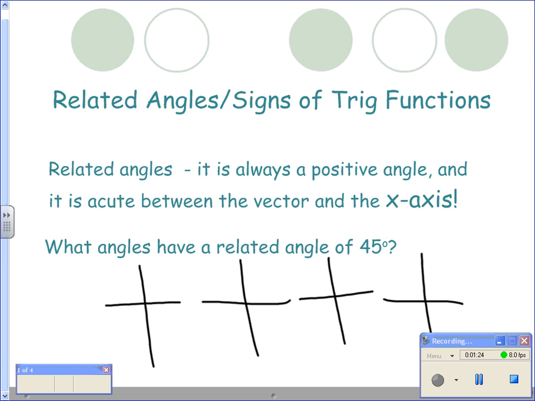All right. So what angles have a related angle of 45 degrees? Well, first off, how do you draw a 45-degree angle? What quadrant is it in? First quadrant. This is 45 degrees. We can also draw it in the second quadrant. That's a 45-degree angle. Does that make sense?